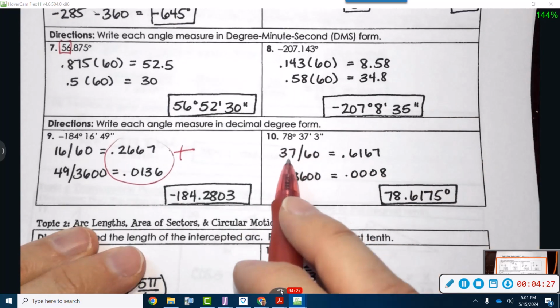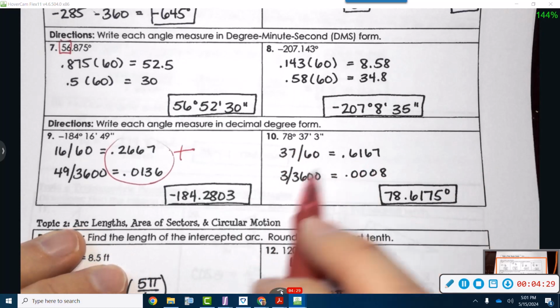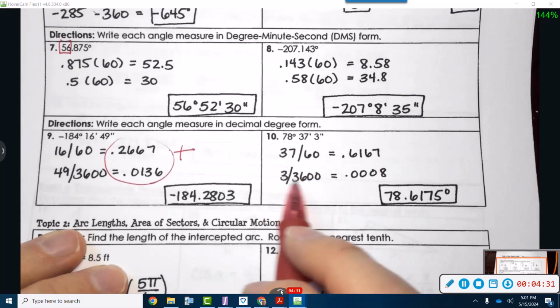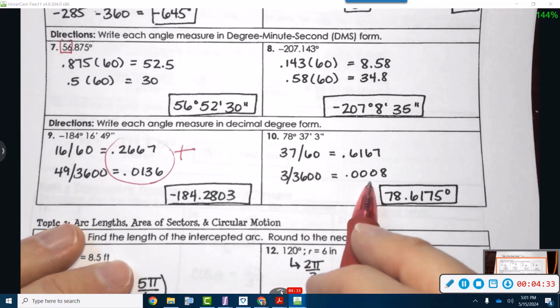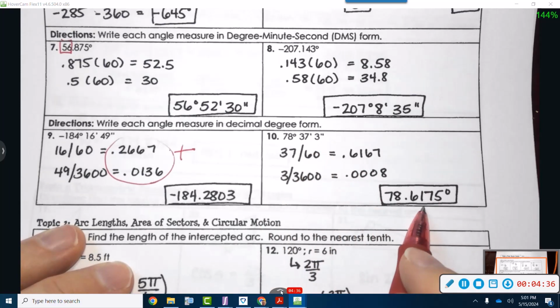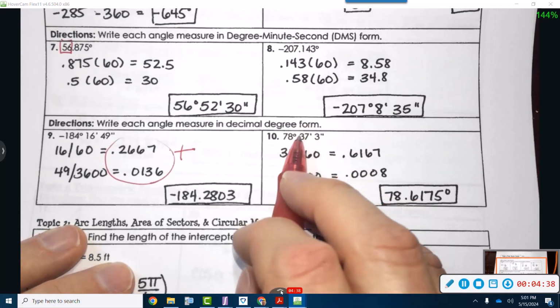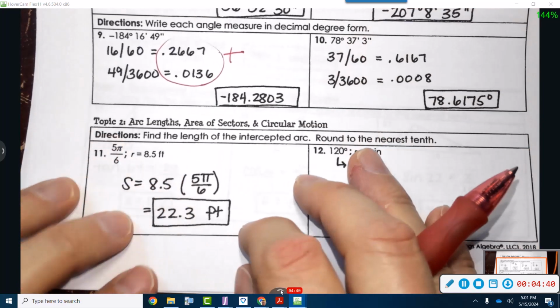Same process here. Divide by 60, get that. Take the seconds, divide by 3,600, get that, and add those two together. That is what's going to be your decimal form, going from DMS to decimal.